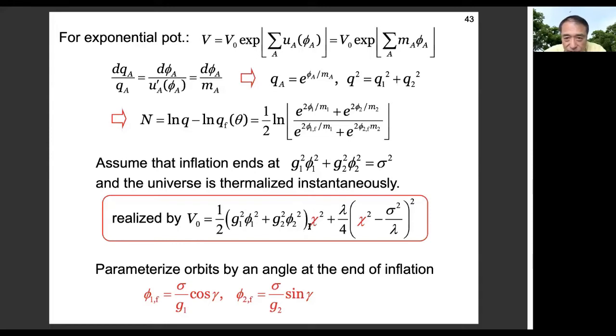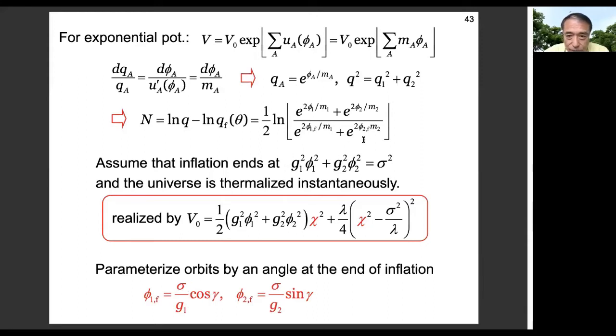If you include a chi field, then when this term reaches sigma, the potential of the chi becomes unstable, and the chi quickly goes to sigma square over lambda, and the inflation ends. This is how you can actually realize this case. Then this would be the end of inflation condition.